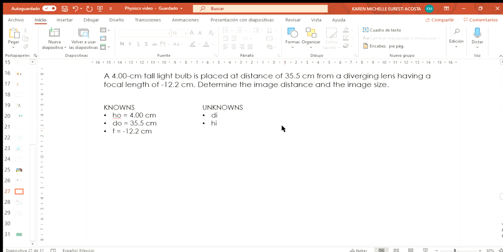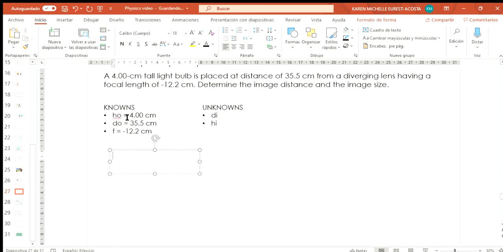So we have the formula. Well, first we have the knowns. That is the height, which is 4 centimeters. The distance, that is this one, is 35.5 centimeters, and the focal length, that is -12.2 centimeters, and the unknown, that is what we are looking for.